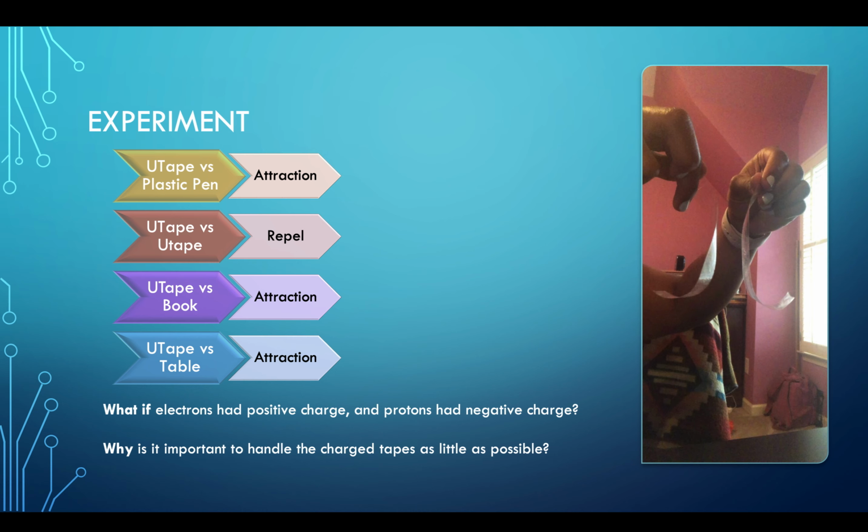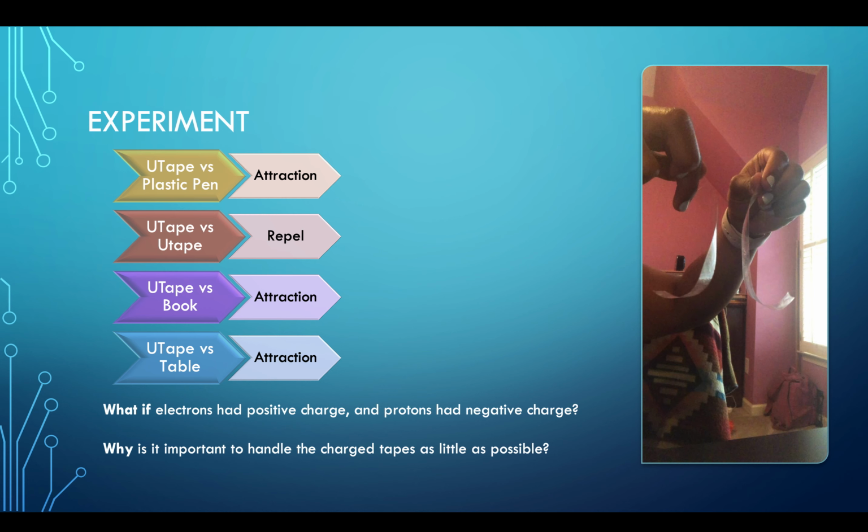I rubbed a plastic pen through my hair in order to determine that the charge of the pen was negative. So I assumed the charge of the pen was negative, and then I used the U-tape to see the relationship between that, and the U-tape was attracted to the negative pen, so I assumed that the charge on the U-tapes were positive. And of course, since both U-tapes had the same charge, they repelled each other.